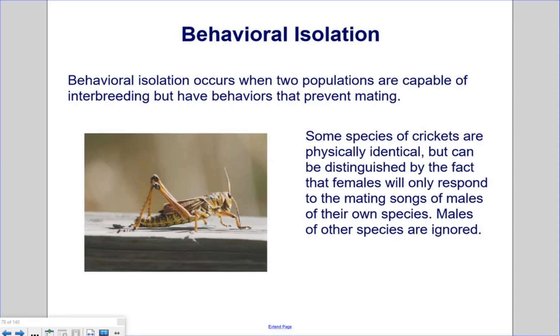Behavioral isolation. Behavioral isolation occurs when two populations are capable of interbreeding, but have behaviors that prevent mating. Some species of crickets are physically identical, but can be distinguished by the fact that females will only respond to the mating songs of males of their own species. Males of other species are ignored.